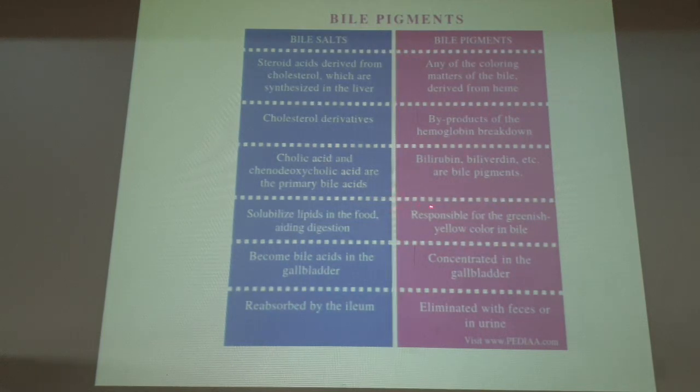The function of bile pigment, they just give the greenish yellow color of the bile, while the bile salts will solubilize the lipid, aiding in the digestion. We talk about this emulsification of fat in the next slide. Bile acid in the gallbladder, when they bind with the potassium or sodium salts, they become bile salt. Concentrated in the gallbladder, reabsorbed in the terminal ileum and in the intestine, while bilirubin will be eliminated in the feces.